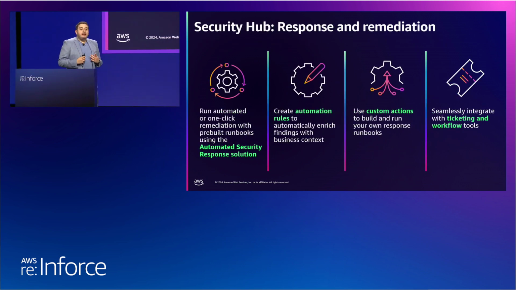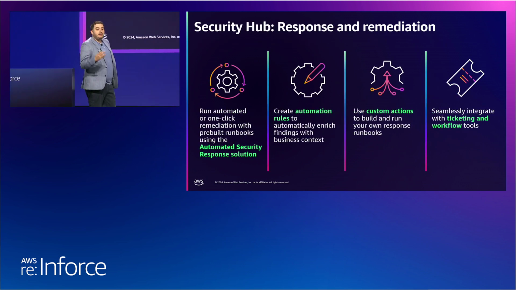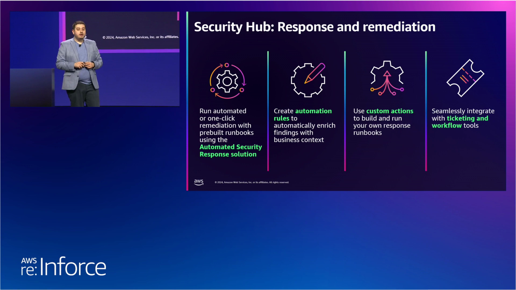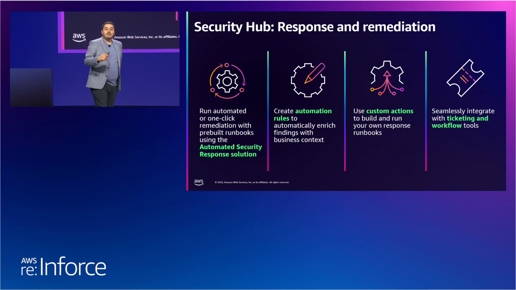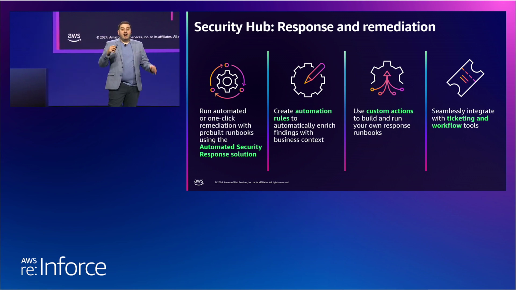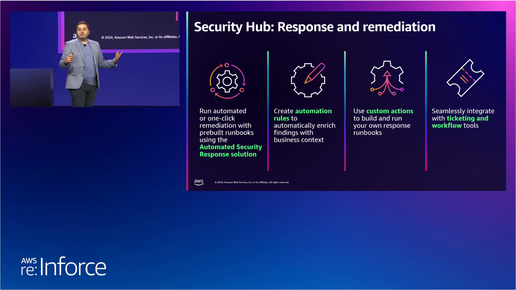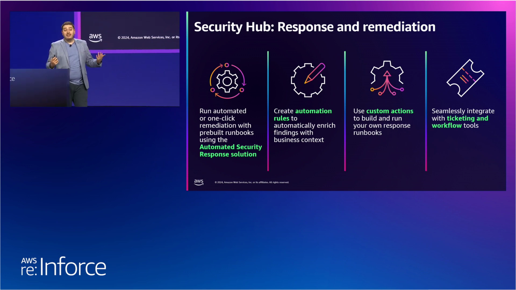This capability also allows you to respond and remediate to findings quickly. AWS offers what we call the Automated Security Response Solution, which is a set of more than 100 runbooks that have been already created for you, allowing you to take either one-click remediative actions for CSPM controls or automated remediative actions for CSPM controls. This is free of charge on top of Security Hub.